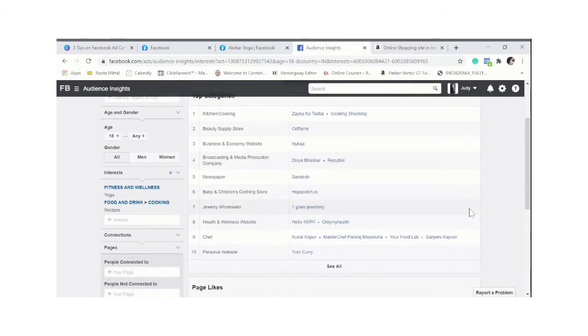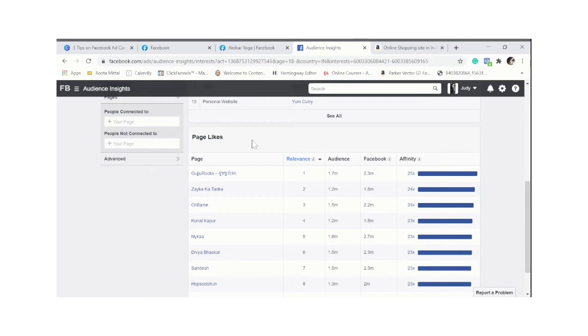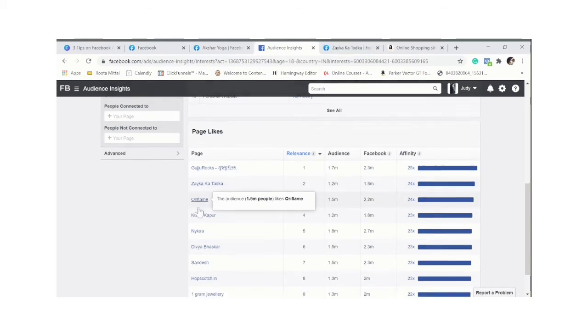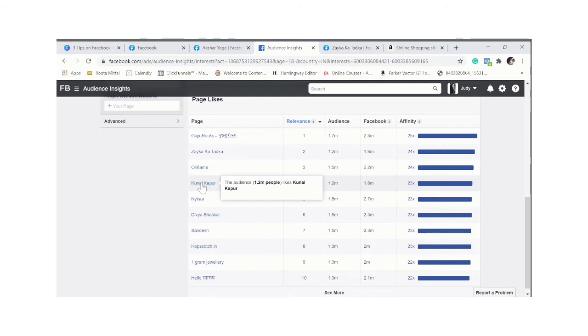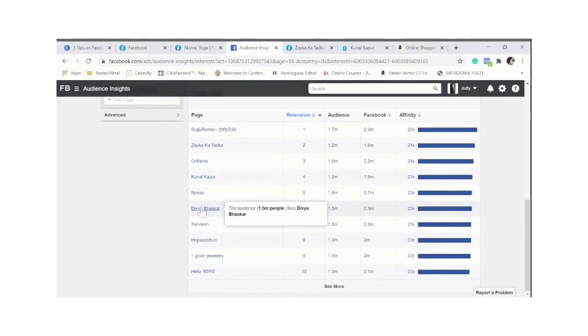Next, let's go to page likes. In page likes, we'll go to this part and see how many audience we have here and which other pages. There are all kinds of things that you'll be able to find here, but see what is more relevant to the offer you are making. For example, Guju Rocks. No, I don't think I'll be going for this, because this is too much of a categorization. I believe Guju would be targeting Gujaratis mostly, so I don't think I'll go for that. Zyada Ka Tadka, yes. Oriflame, no. Kunal Kapoor, he's a chef, so probably yes. What else?